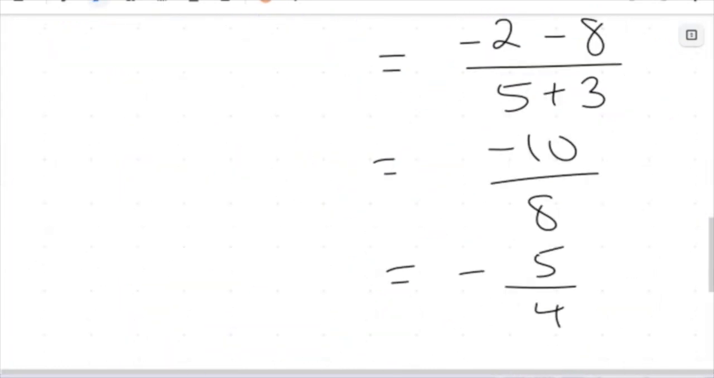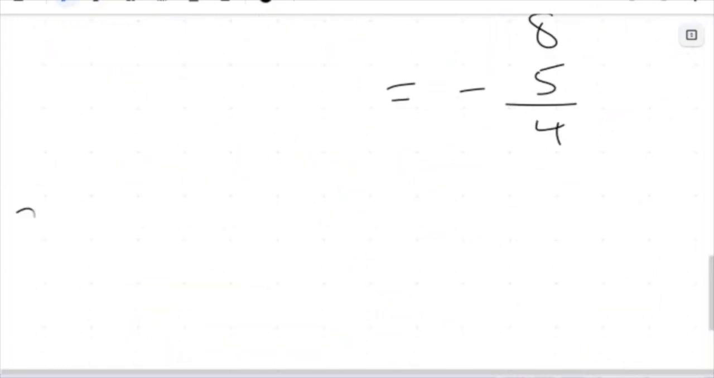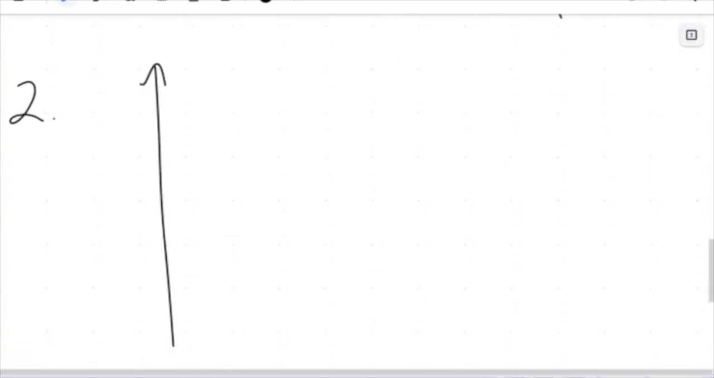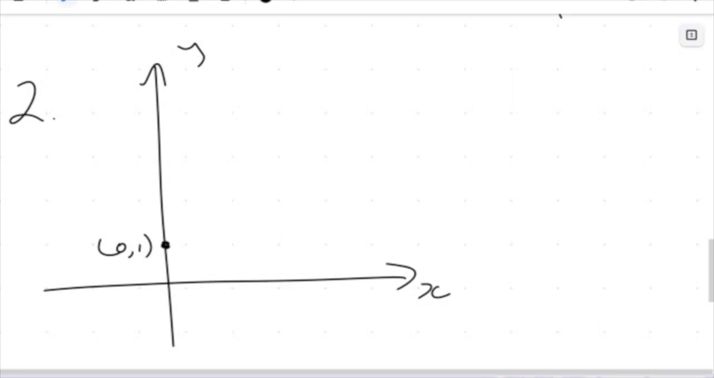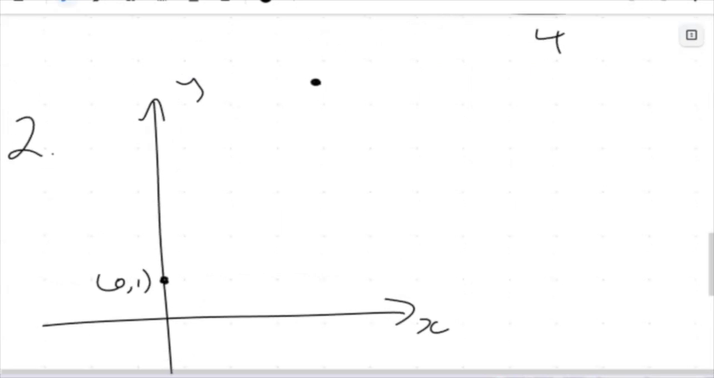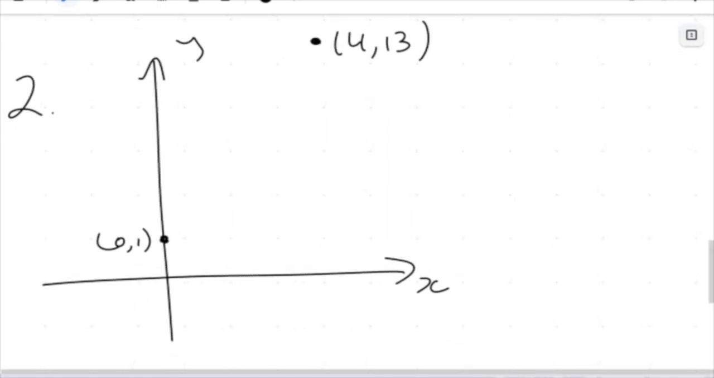Now let's move on to another question. Now we're going to be looking at equations of lines. And we're using very similar ideas here. Now I'm going from here, the point 0, 1, up to the point here of 4, 13. Okay, so joining these two dots.